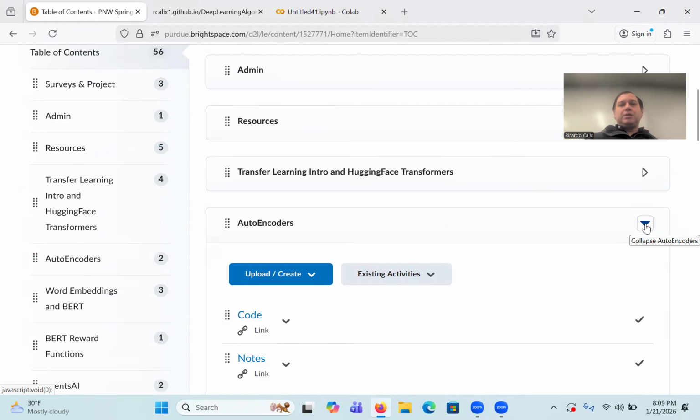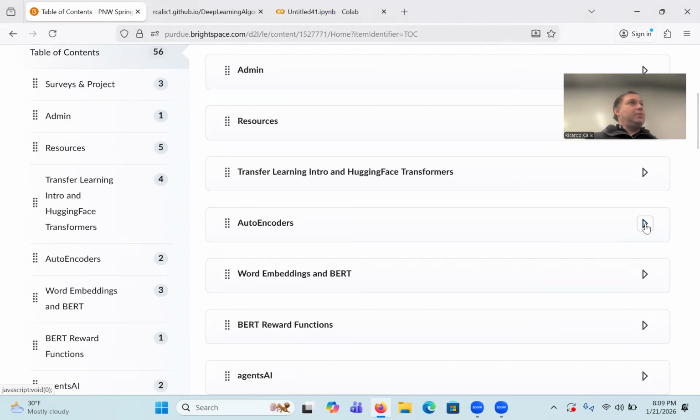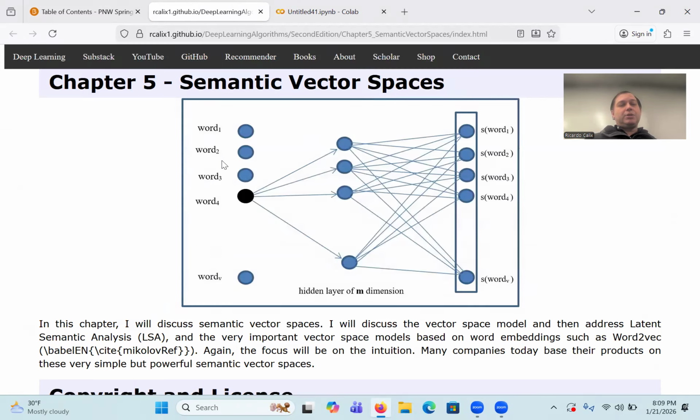Okay, so we looked at autoencoders. We started looking at autoencoders. Now we're going to move on. We're going to continue our discussion with embeddings. We're going to get into BERT a little bit, but the key word here is embedding, right?